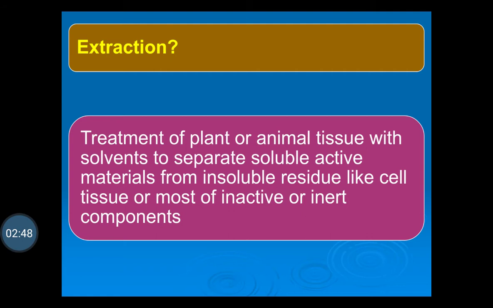And these materials, or these phytoconstituents which are extracted, are present along with most of the inactive or inert components in the cells of the plants, in the particular morphological part of the plant, such as the stem or the wood or the bark or the flower or the fruits or the seeds.